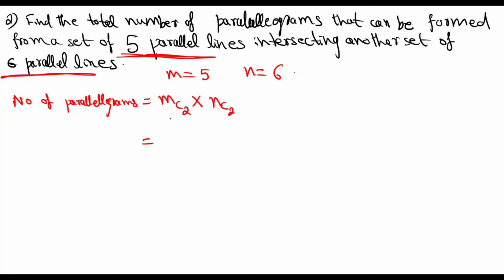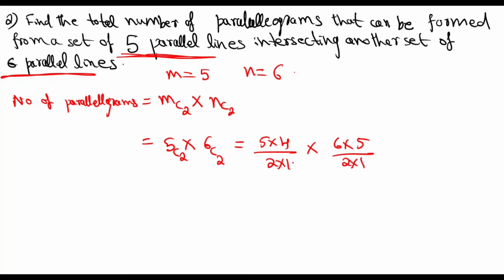It's equal to, what is the value of m? 5C2 into n value is equal to 6C2. It's equal to, calculate 5C2, 5 into 4 by 2 into 1, into 6C2. 6C2 value is 6 into 5 divided by 2 into 1. It's equal to, see, 2 ones are 2, 2 twos are 4. Okay, then here 2 ones are 2, 2 threes are 6. So 5 twos are 10, 10 threes are 30, 30 into 5 are, it's equal to 150. So number of parallelograms that can be formed is equal to 150.